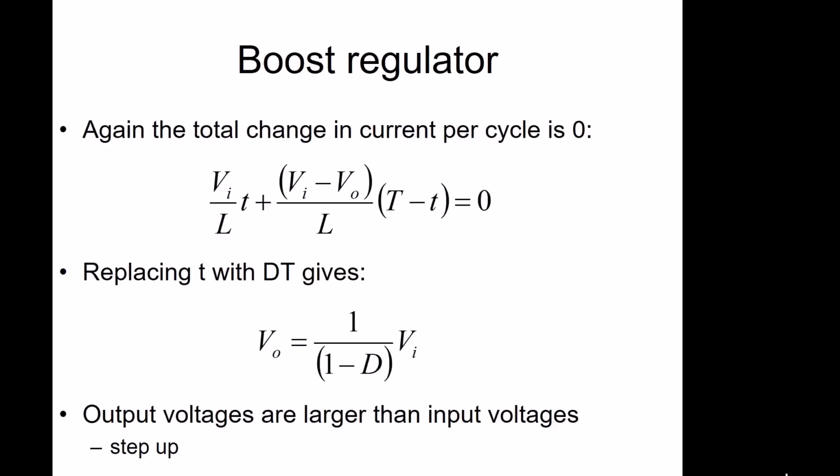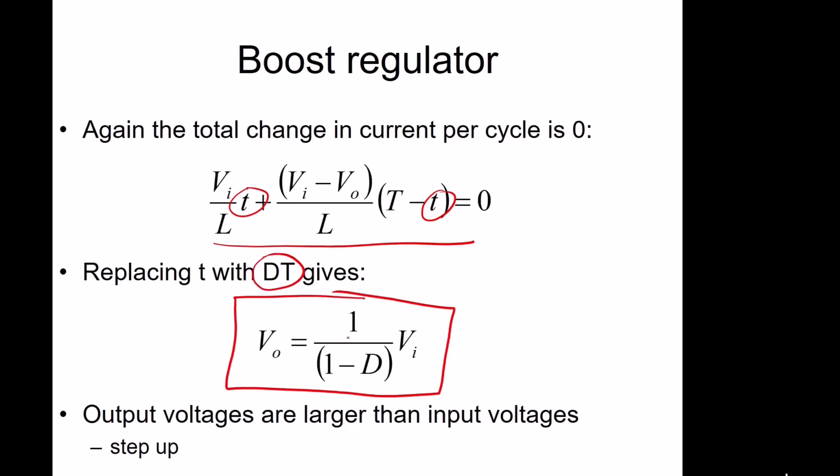Again, we can say the total change in current during the cycle is 0. So we cannot, each cycle, keep continually getting an increase in current, which would increase the energy. The total current change has to be 0. So we can have both of these terms equal to 0. Replace the t's with dt again, as represented in terms of the duty cycle, and we get this expression for the output.